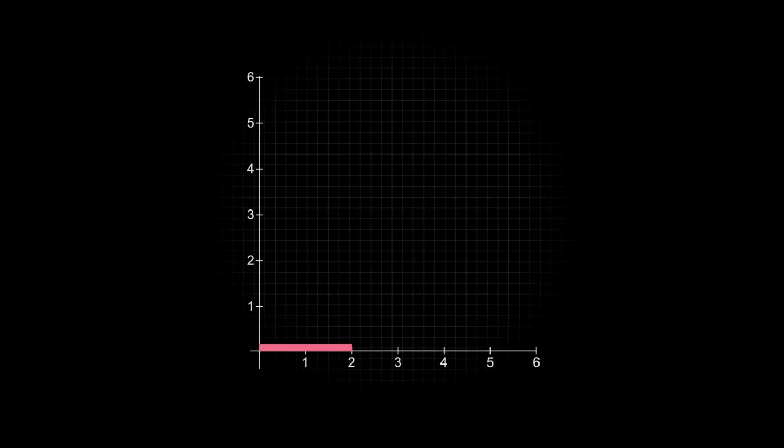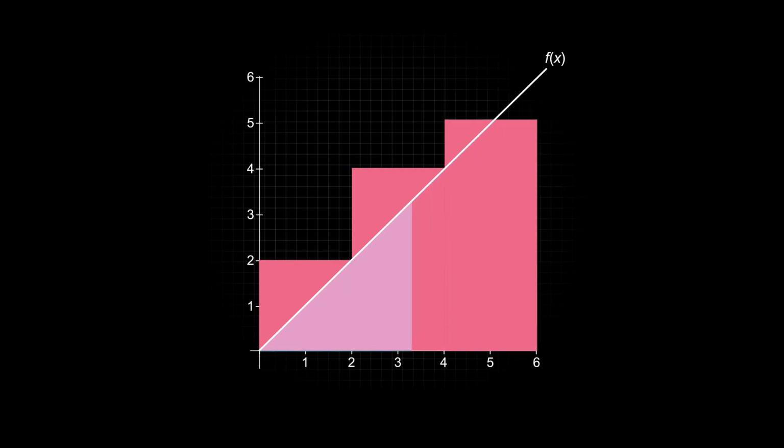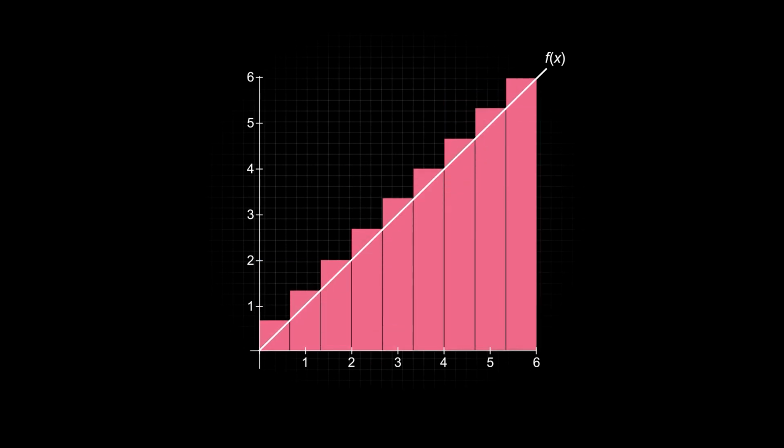Recall that for our right endpoint calculation with 3 rectangles, we knew that each width was 2, and we got the height by evaluating f of 2, f of 4, and f of 6. But now we want to do it with n rectangles. This causes 2 problems: the width, which we now represent with delta x, and calculating what x value to use to determine each of the rectangle's height. So now we want to figure out which x values to use to get the heights.